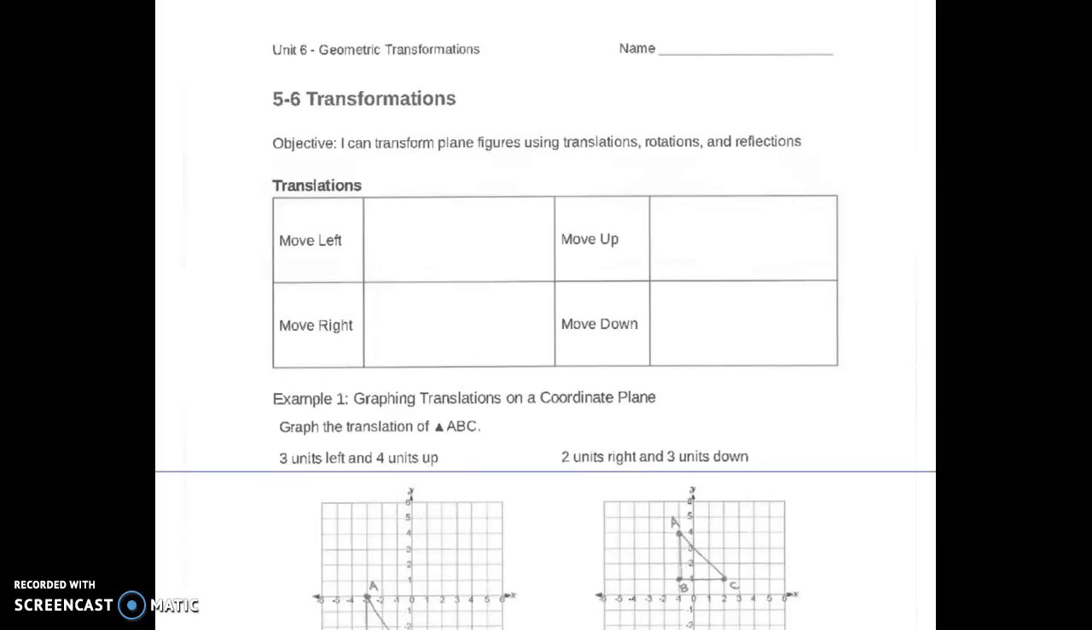Okay, today's lesson 5-6 is over transformations. Our objective is I can transform plane figures using translations, rotations, and reflections.